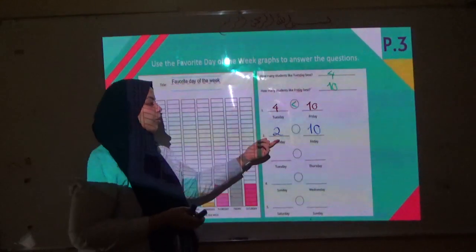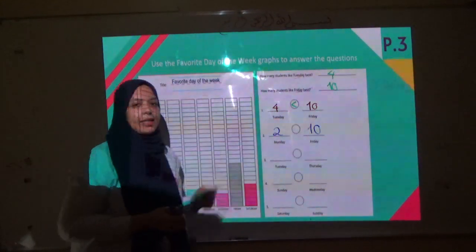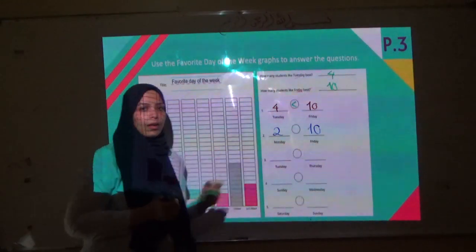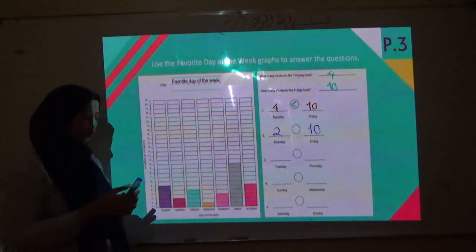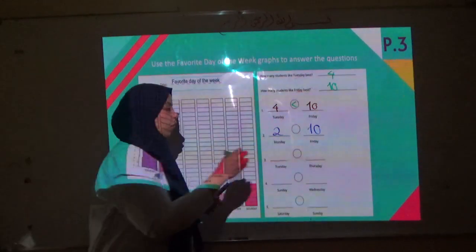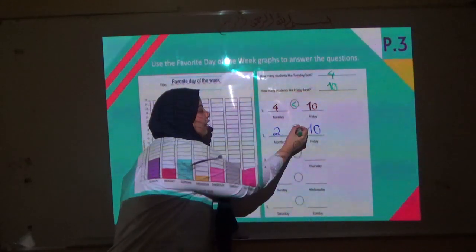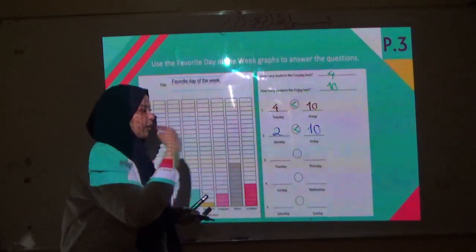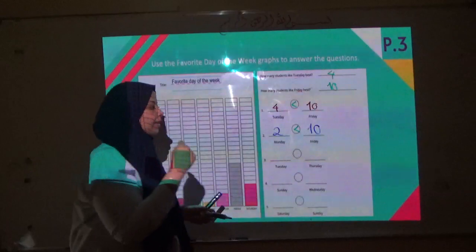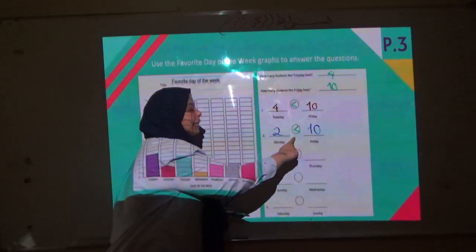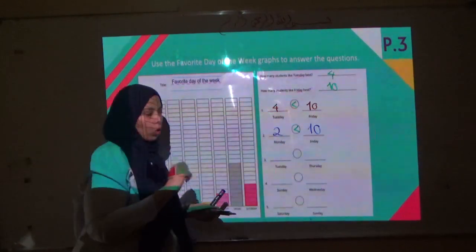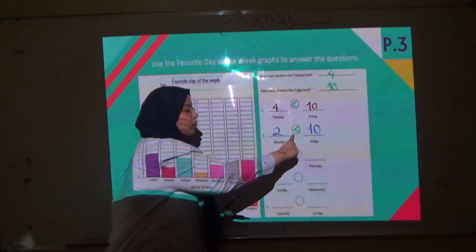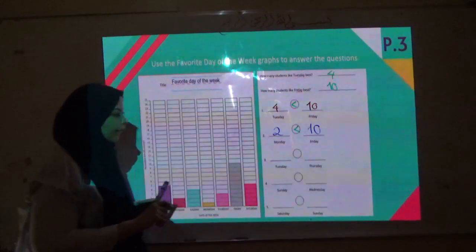Here I have number 2 and here I have number 10. Which is the least, 2 or 10? Of course, 2 is the least. So I will write the relation less than. So when reading the sentence, I will read as the following: 2 is less than 10, or the number of students who like Monday is less than the number of students who like Friday.